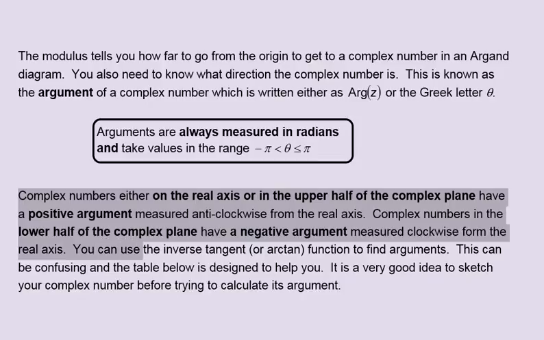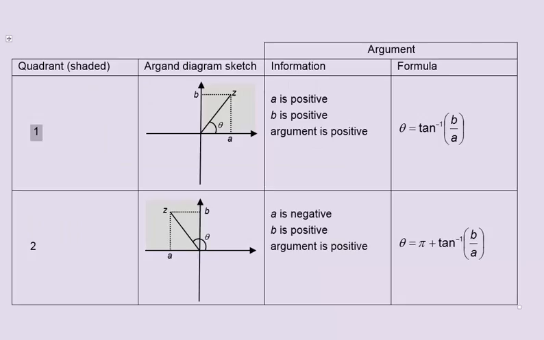You can use the inverse tangent or arctan function to find arguments. This can be confusing, and the table below is designed to help you. It is a very good idea to sketch your complex number before trying to calculate its argument. For complex numbers in quadrant 1, a sketch of the Argand diagram would look like this.